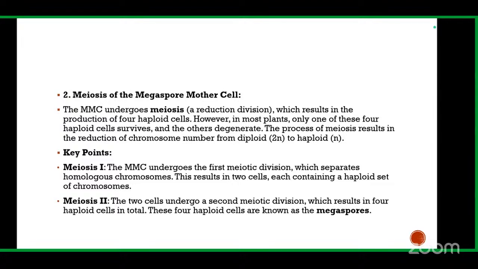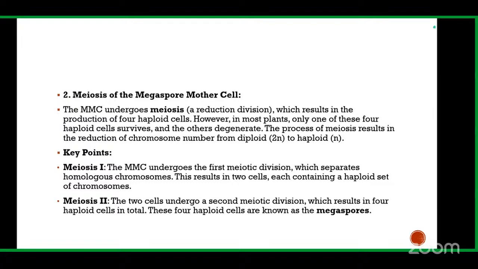What is the difference between microspore and megaspore? The main difference is that in microsporogenesis, all 4 haploid daughter cells are functional, but in megasporogenesis, out of the 4 megaspores, 3 will degenerate and only 1 will be functional.